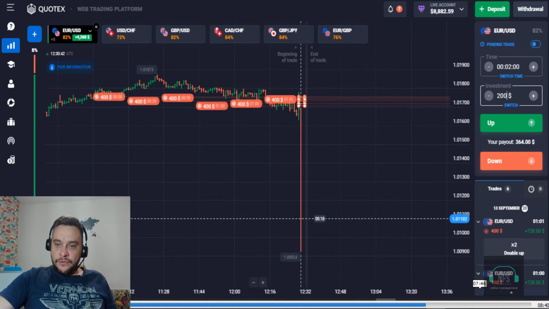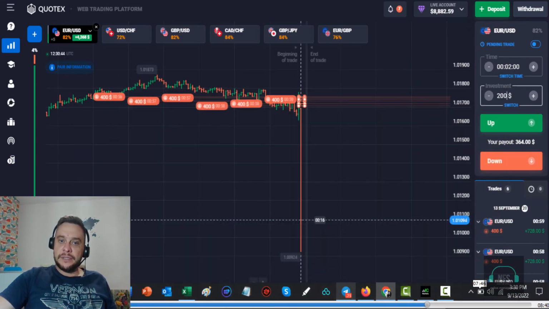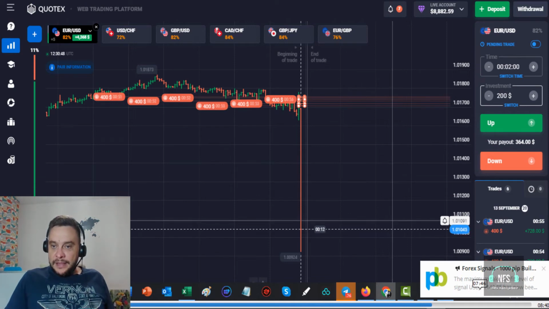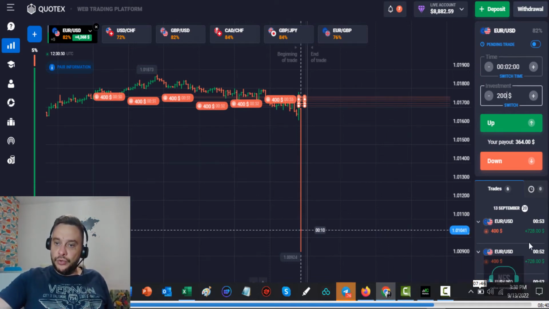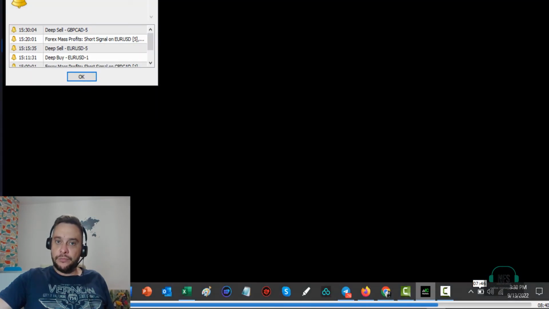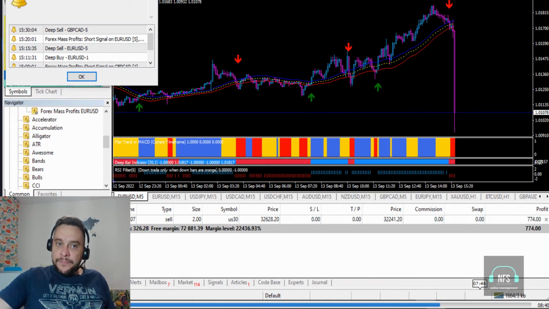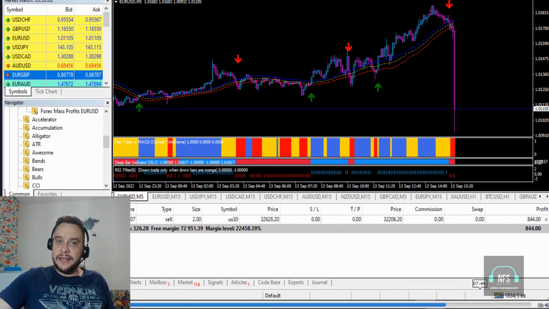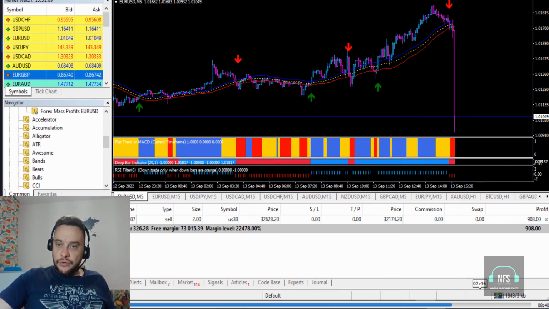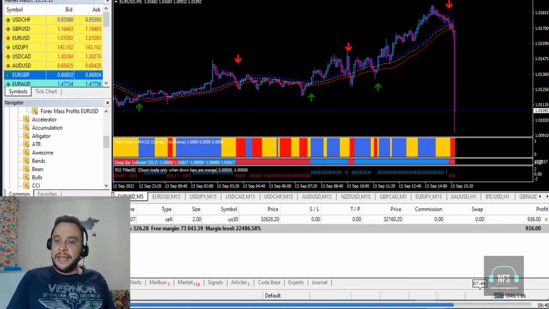This is a signal from my friends from 1000 Pip Builder. I'm also working with them, and I recommend them if you want to join their signals, but you have to pay a fee. All right, deep sell here, another signal we have, and as you can see here on GBP Canadian dollar, it also goes down, and GBP Swiss franc also, but we couldn't take all of this.